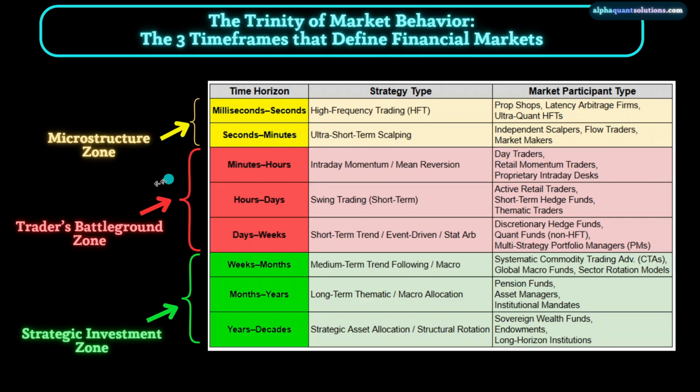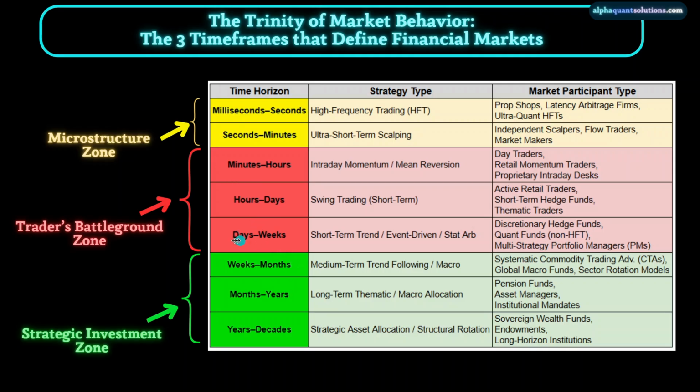The second time frame, shown here in red, stretches from a couple of minutes to a couple of weeks, and we would like to call it the trader's battleground zone. This is a zone where short-term to medium-term trend and mean reversion strategies live. This is also a zone where we have the highest diversity in trading strategies, but also probably the most competitive zone. This is where all the retail traders, discretionary trading happens, but also where all the smart quant hedge funds are living. So it's a highly competitive environment.